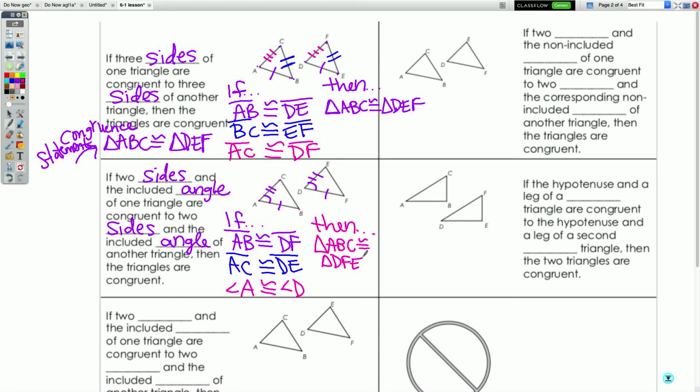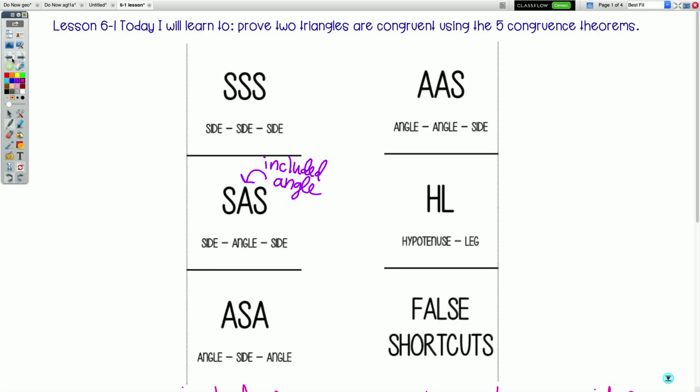All right, moving on. What's my third tab? Angle, side, angle, side, angle. That side is in between my two angles, so is that included or non-included? If it's in between, is it included? Very good, it's included.